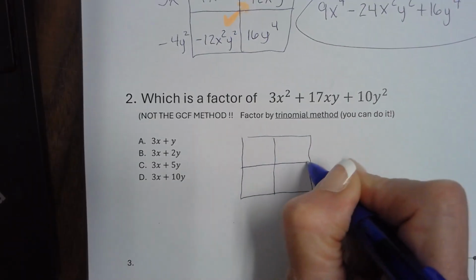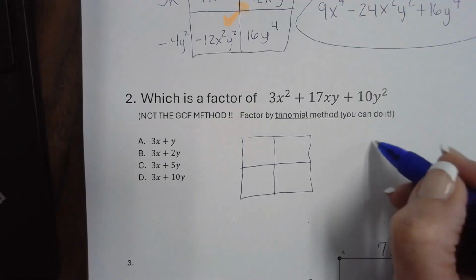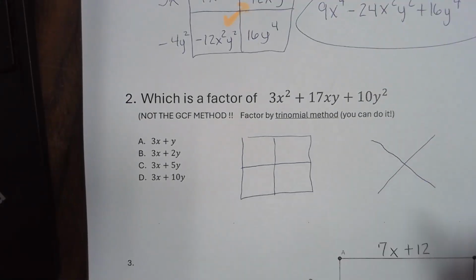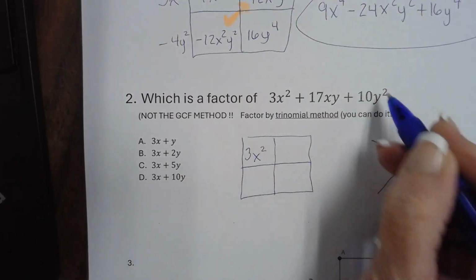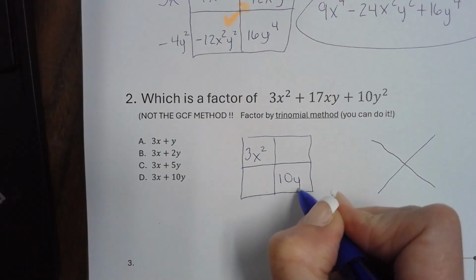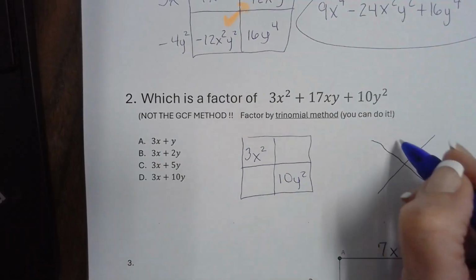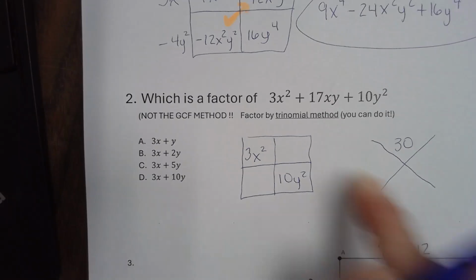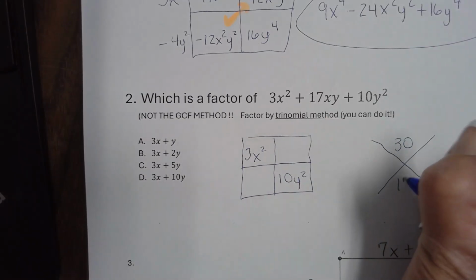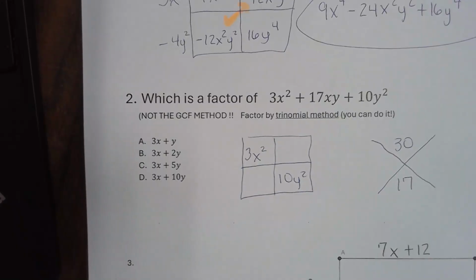And y'all might want to be doing this with me in case this pops up. I'm going to set up an X. My first term goes in the first slots. My last term goes in the last slot. I multiply the two together. I get a 30. What goes under here? What goes in the bottom? The middle, 17.